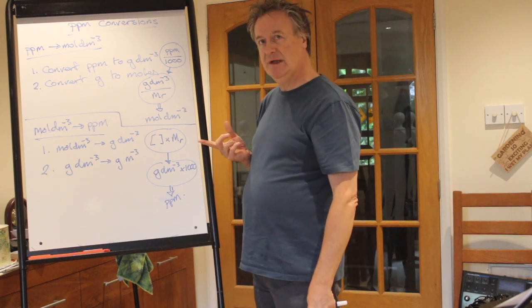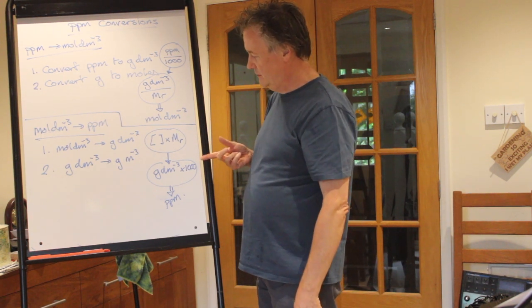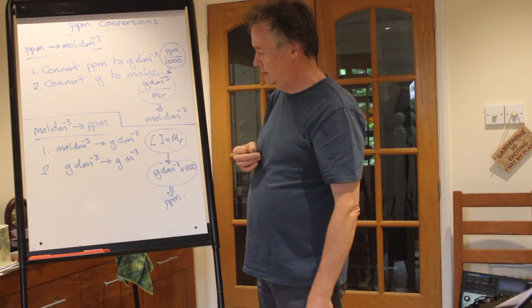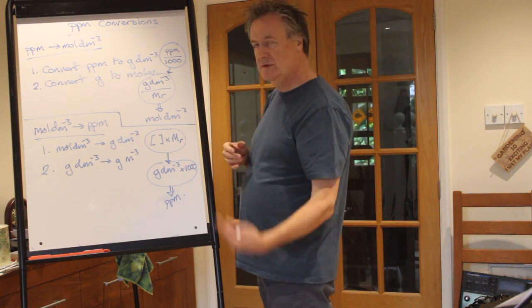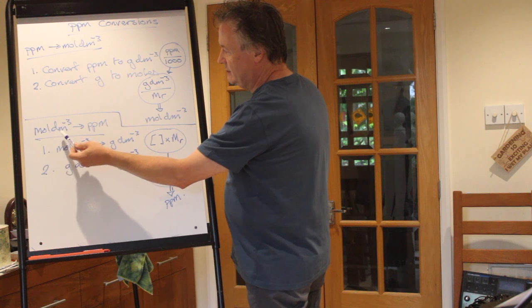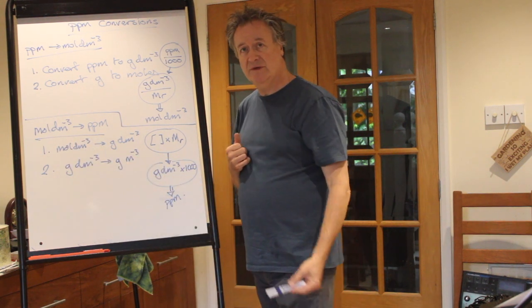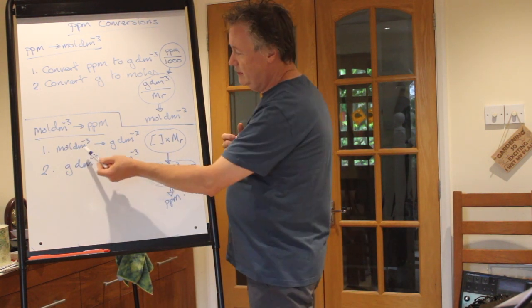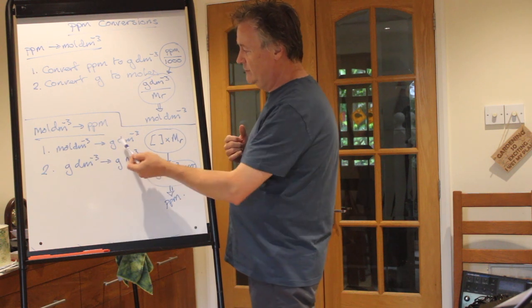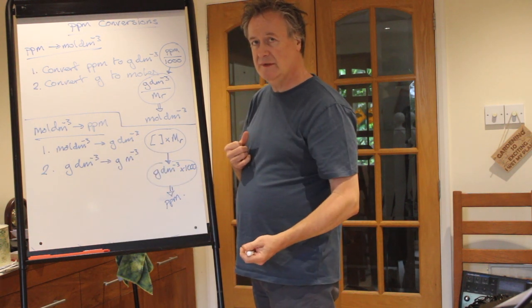This will be the reverse of that process. The 1,000 is in there, the MR, concentration and grams per all in there. It's just the reverse process. So you start with moles per cubic decimetre, you start with the standard concentration. So moles per cubic decimetre, first thing to do is to convert it into grams per cubic decimetre.